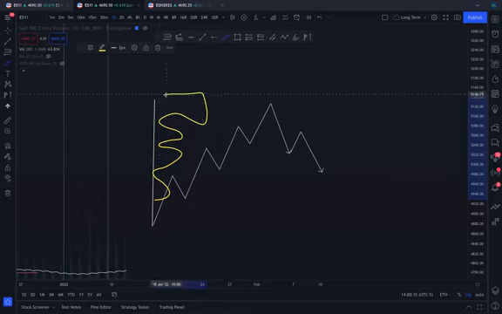Whoops, my mouse ran out of room there. Sorry, guys. That's a funky one, but it's because my mouse hit the top of my mouse pad there.